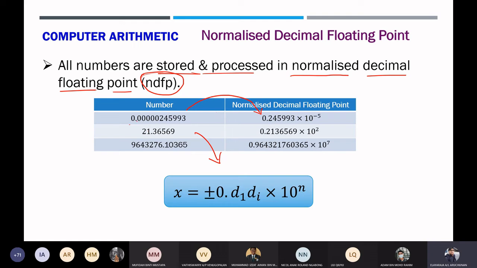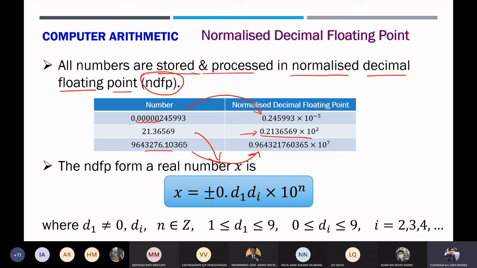So this we call a Mantissa, 0.24593. You just move the figures 1, 2, 3, 4, 5. So there has to be 0 point, not given in the standard form. It's just in what we call the Mantissa form, or in other words, NDFP form. So it is 0.24593 times 10 power of minus 5. Likewise, if it is 21.36569, in terms of NDFP form you can write it like this. You can convert numbers into NDFP forms.